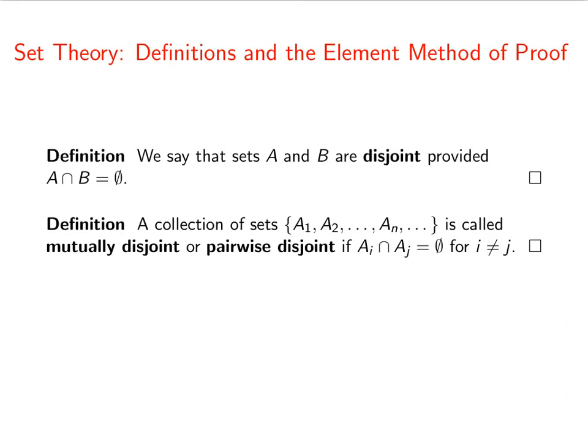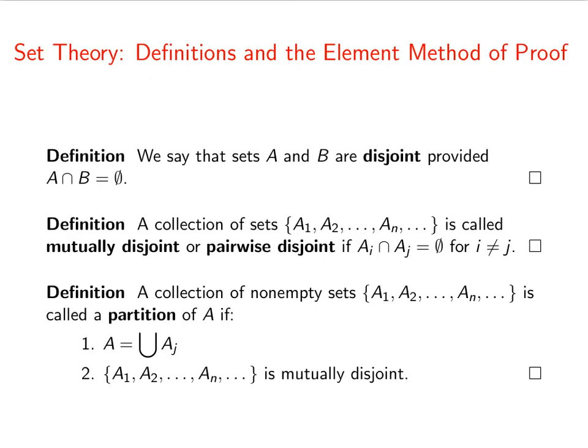Then we're also going to say that a collection of sets, A1 through AN, this could be a finite collection, it could be an infinite collection. This collection of sets is called mutually disjoint, or sometimes it's called pairwise disjoint, if AI intersect AJ is empty whenever I is not equal to J.